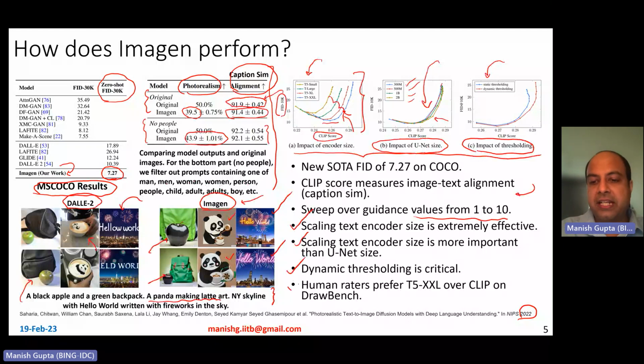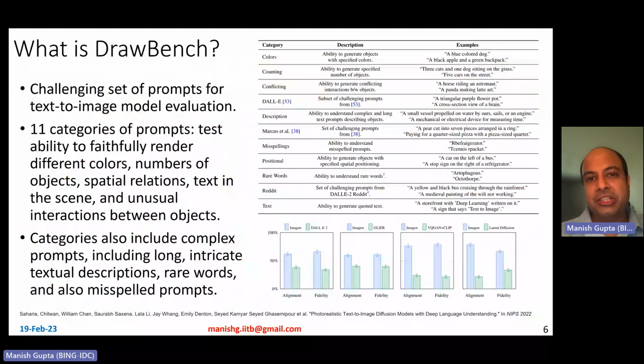And lastly, human raters actually prefer the T5 XXL text encoder compared to CLIP on DrawBench. So now this leads to the question, what is DrawBench? DrawBench is a challenging set of prompts for text-to-image model evaluation.